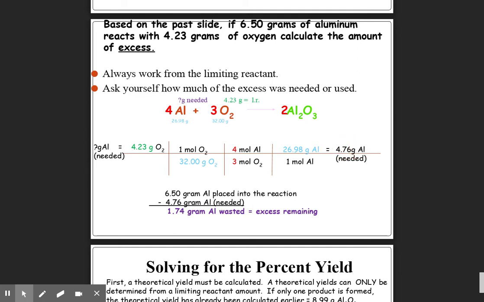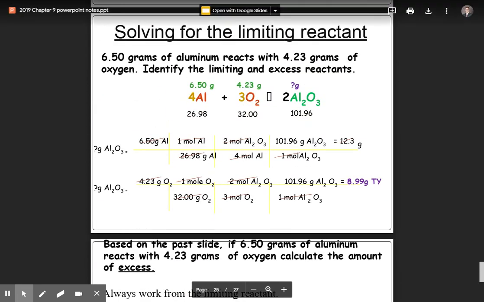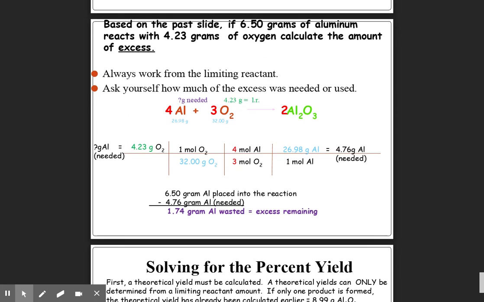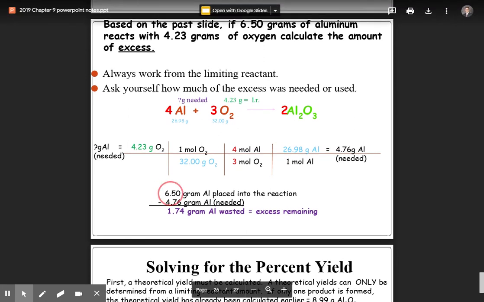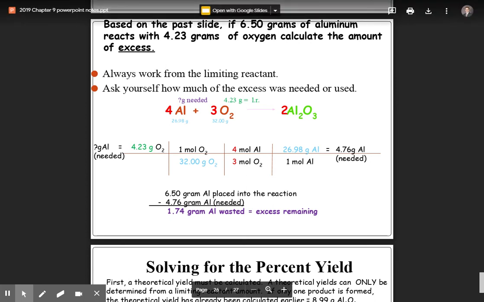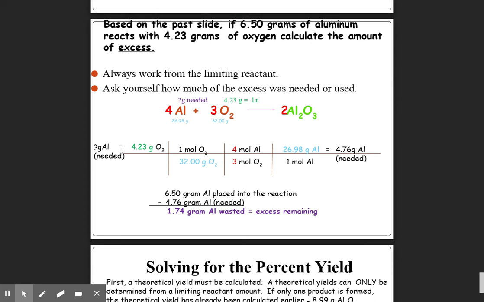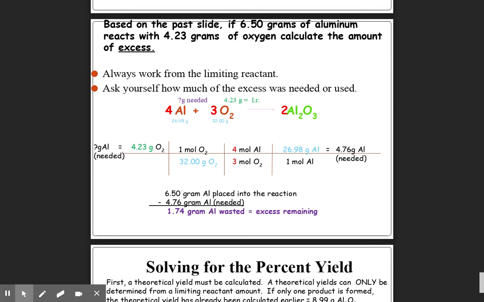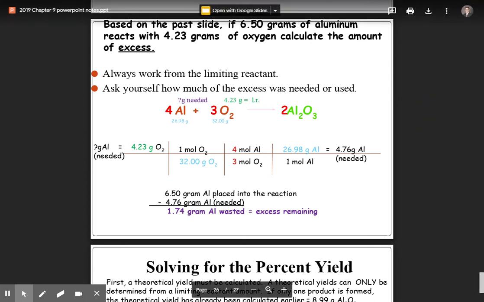But that wasn't the question. The question was, how much aluminum is left over? How much am I going to waste? So to do that, I subtract. I started off with 6.5 grams of aluminum. I used up, or needed, 4.76 grams of aluminum. So now I have 1.74 grams of aluminum left over. That's how much I wasted. And so I made a note in your notes. It says, when calculating excess left over, ask yourself, how much of the excess reactant was really needed? So I figure out how much of this I really needed to use.